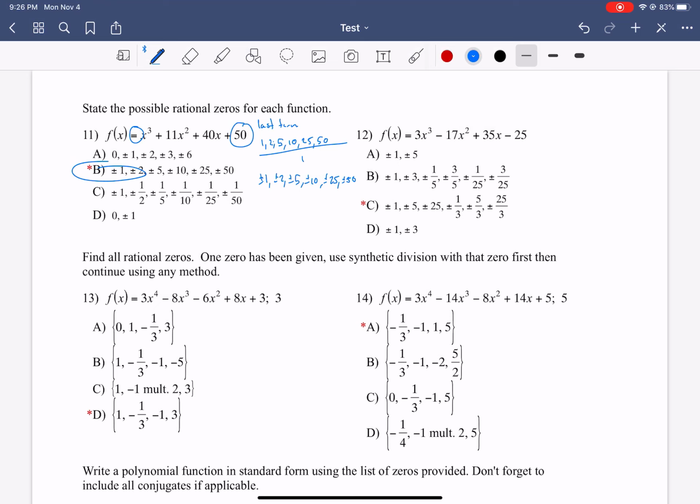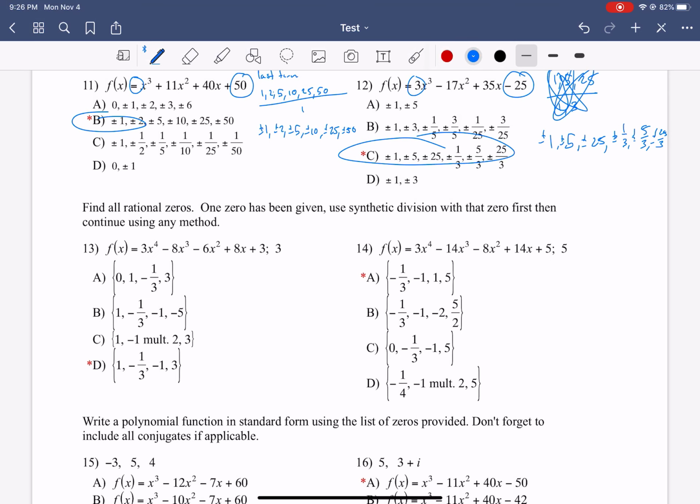B. Next one, again, last term, all the factors of 25, which are 1, 5, 25, divided by all the factors of 3. So 1 and 3. So we get plus or minus 1, plus or minus 5, plus or minus 25. And then we get plus or minus, it's kind of confusing, but 1 over 3, plus or minus 5 over 3, plus or minus 25 over 3. There's nothing to clean up here, so that's how we get C.